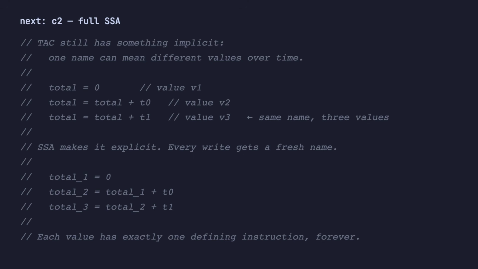Okay, so next video, C2, we go full SSA. Because TAC by itself still has something implicit that we care about: one name can mean different values at different points in the program. Every assignment to a variable changes the value. SSA makes it explicit. Every write gets a fresh name. Each value has exactly one defining instruction. And once each value has a unique definition, the optimizations in C3 become much easier.